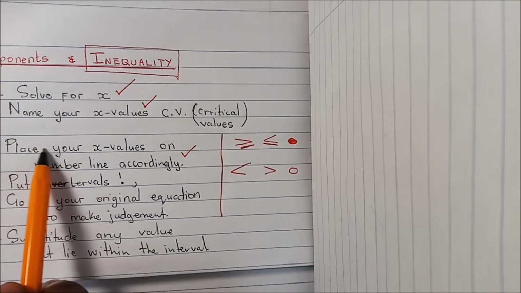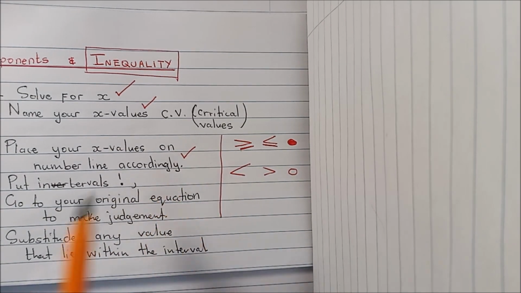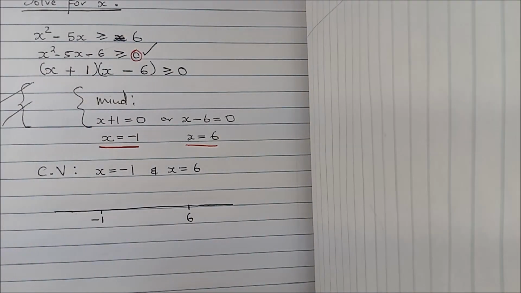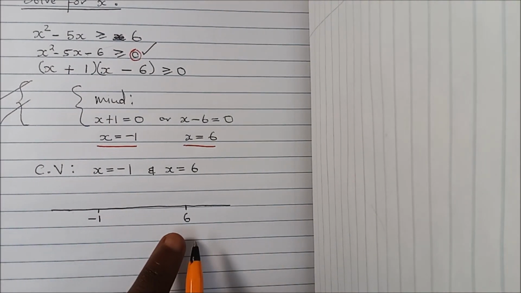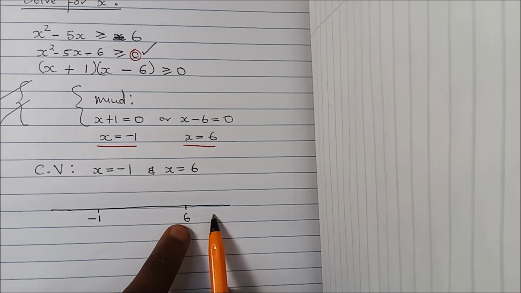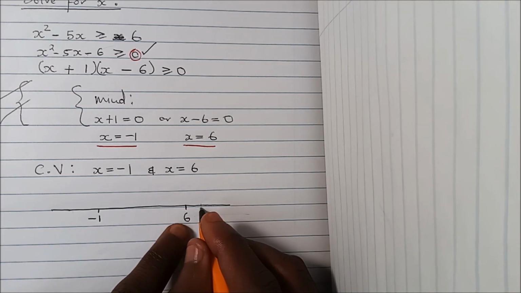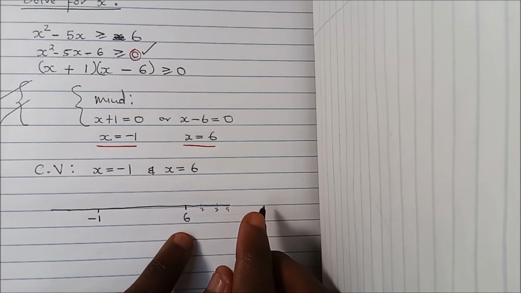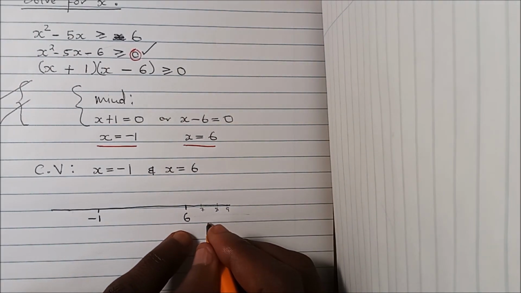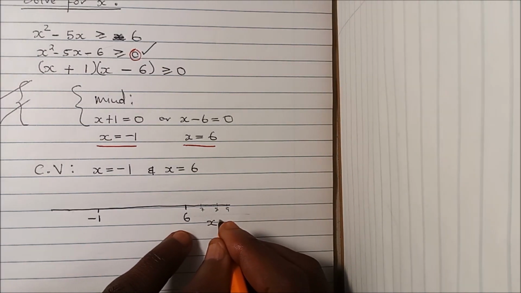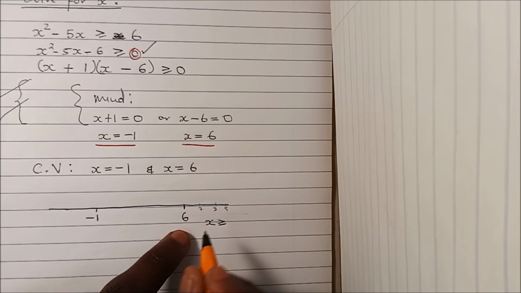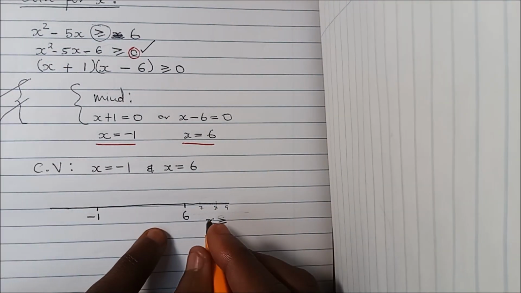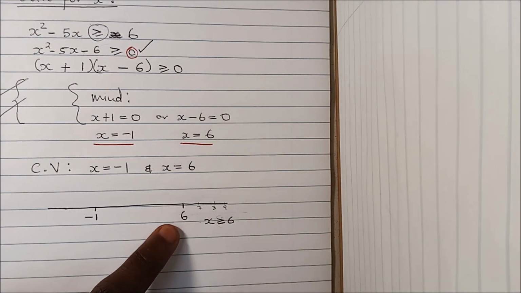So now we have placed our values on the interval accordingly. So now we put intervals. So this is what I mean by putting interval. What can you say about the values that are on this side? Remember, we have numbers such as 7, 8, 9 up until infinity. What do we say about those values? We just say x is greater than or equal. Why am I using this sign? Because it's there in the equation. So x is greater than or equal 6.